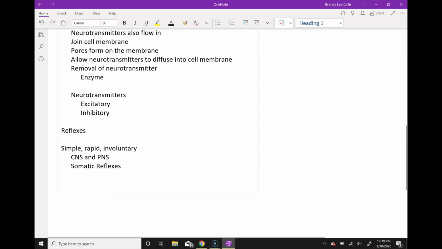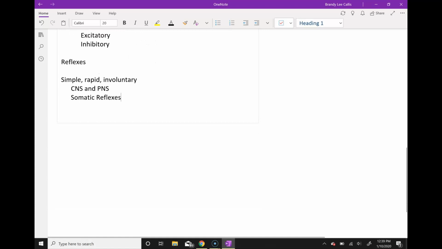Now I'm going to scroll up just a little bit so you can see that. Somatic reflexes involve your skeletal muscles. So if you touch something hot and you pull your hand back really quickly, that is a somatic reflex, so you're moving your skeletal muscles to prevent your skin from burning any further.